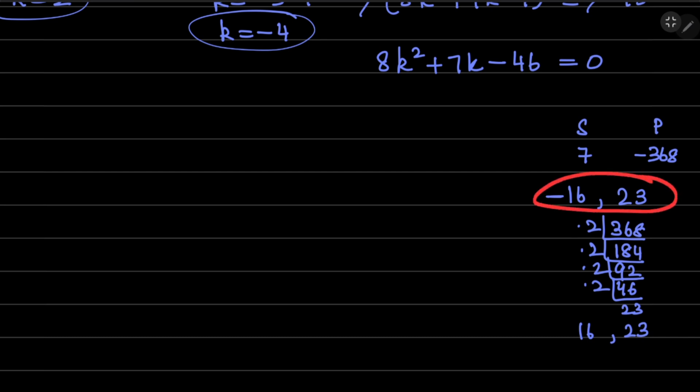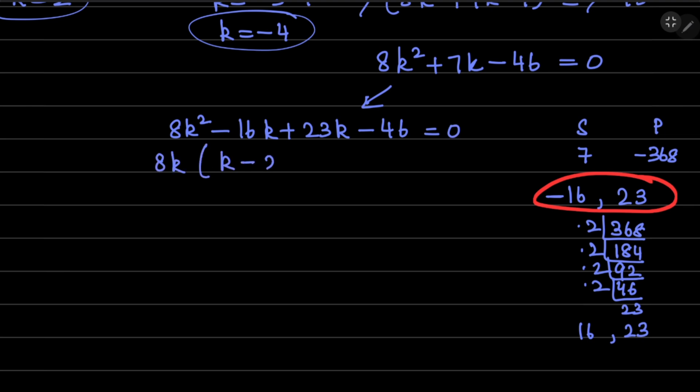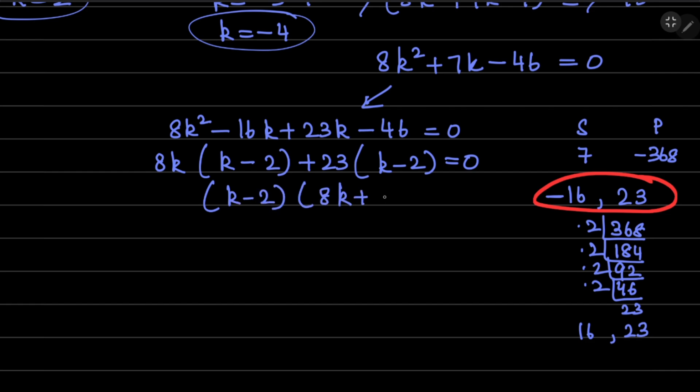Now let's go ahead and do it. So this is nothing but 8k square minus 16k plus 23k minus 46 equal to 0. We are just doing the factorization. Take 8k common out. What do you get? k minus 2, plus 23 common out, again k minus 2 equal to 0. So what do you get? k minus 2 multiplied by 8k plus 23 equal to 0.